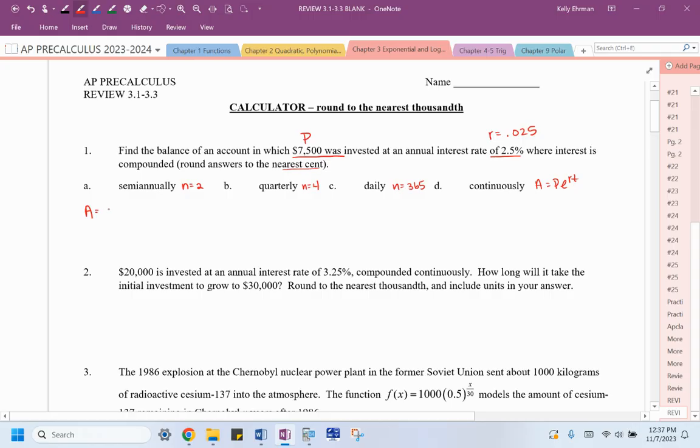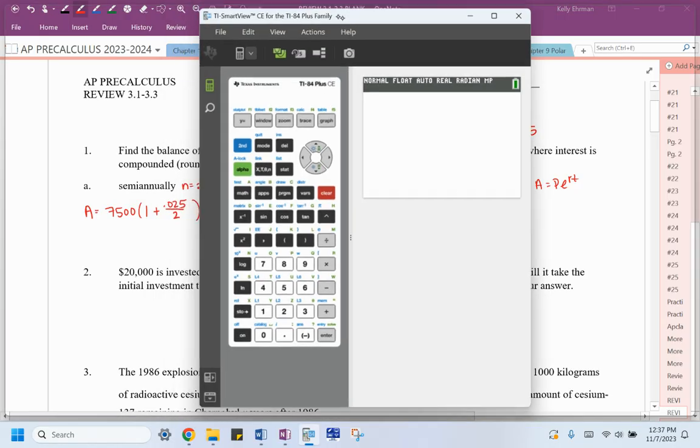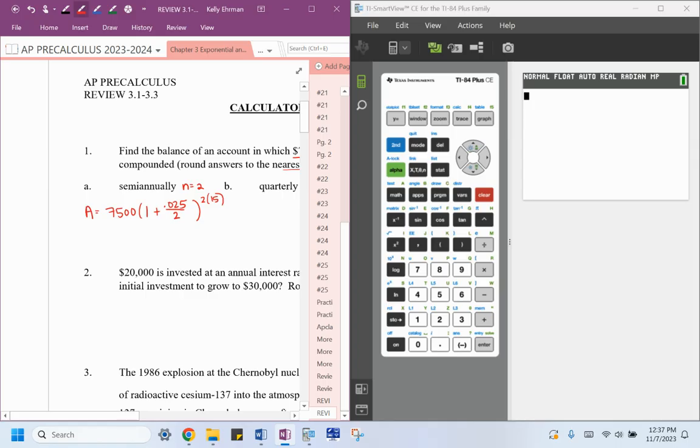It's A equals P times 1 plus r, as a decimal, over n, raised to the nt power. Oops, I just realized I didn't put in a year. So let's say t equals, we'll do 15 years. All right, so to the 2 times 15 power. And then it should just be a matter of typing this into your calculator.